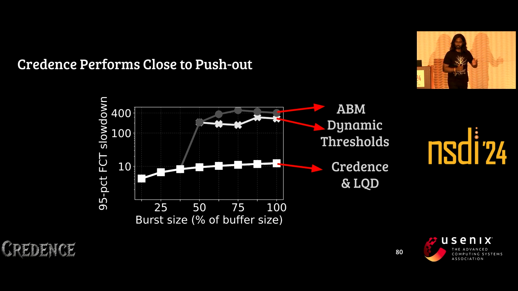Here on the x-axis is the burst size in terms of incast that was generated in the workload. As the burst size increases, we are looking at how the flow completion time slowdown changes. The algorithms we compare are the previous work's ABM, dynamic thresholds, which is the widely implemented one in hardware, and Credence. LQD here is the push-out algorithm. Our interest from this plot is whether Credence follows the performance of the push-out algorithm, and that's exactly what we see in our evaluation.